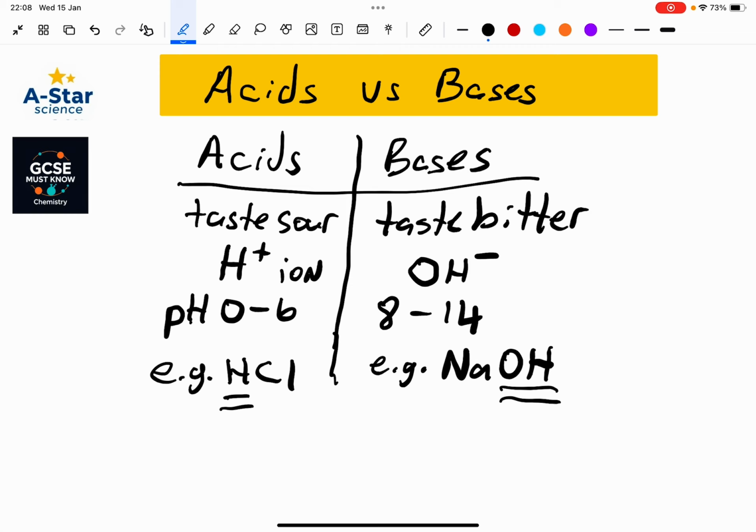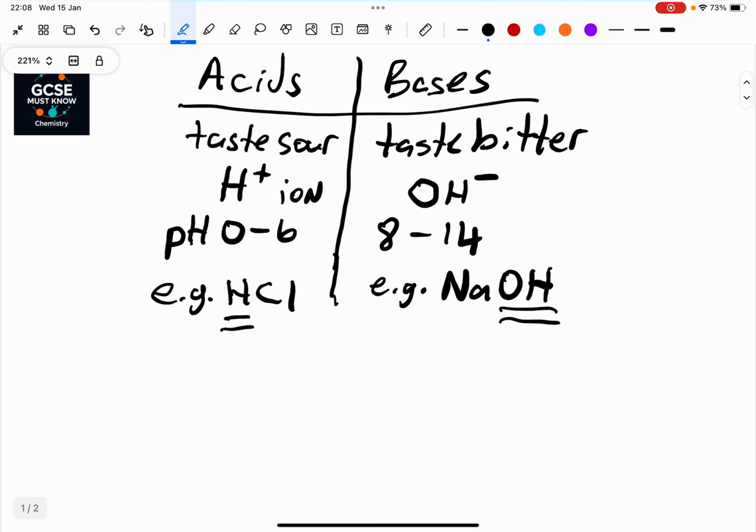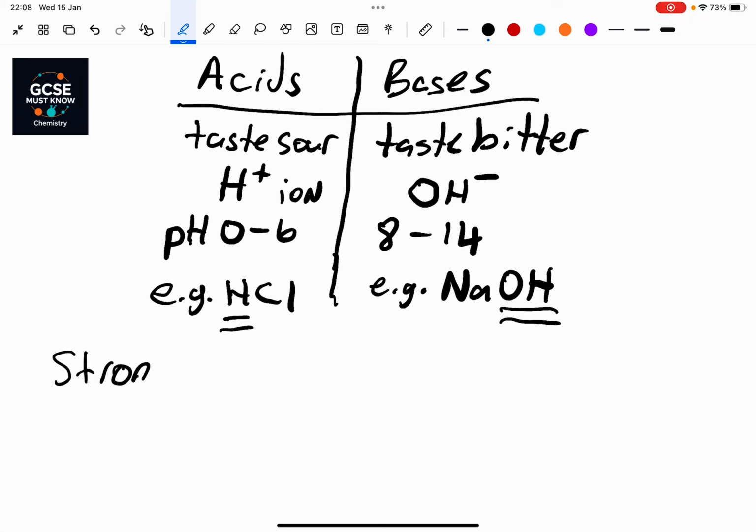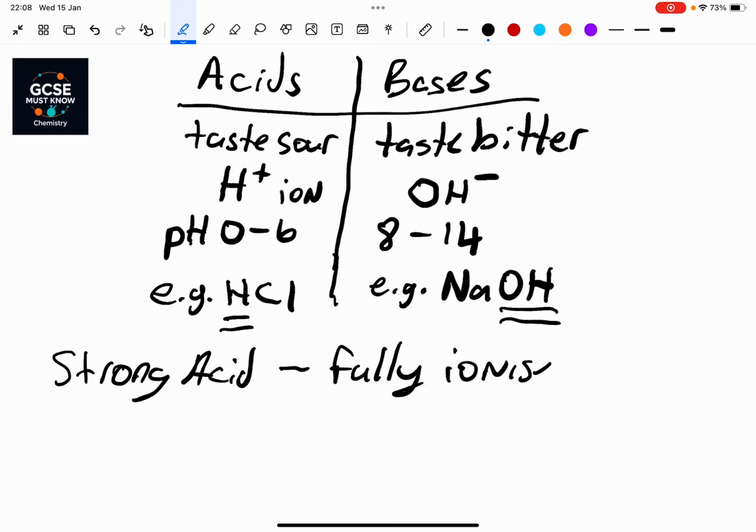So now let's take a quick look at what a strong acid is versus a weak acid. So first of all, a strong acid is an acid that fully ionizes. Fully ionizes. Well, what does that mean? Well, we can look at HCl for an example. Hydrochloric acid is a strong acid found, for example, in our stomach. Our stomach acid has hydrochloric acid.